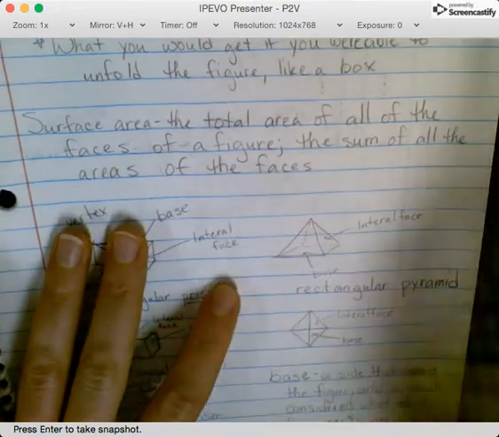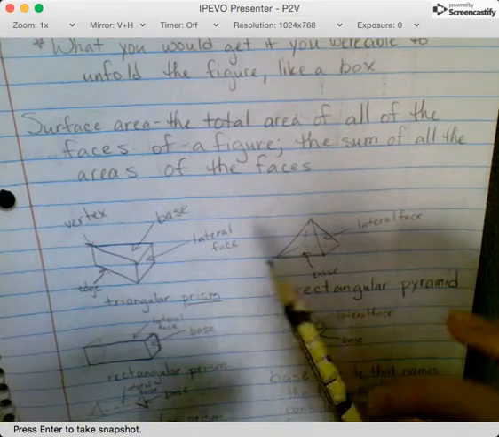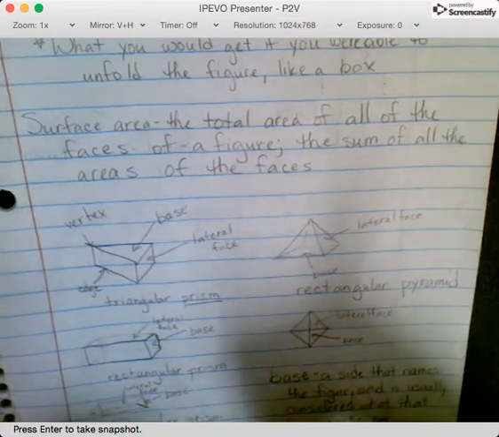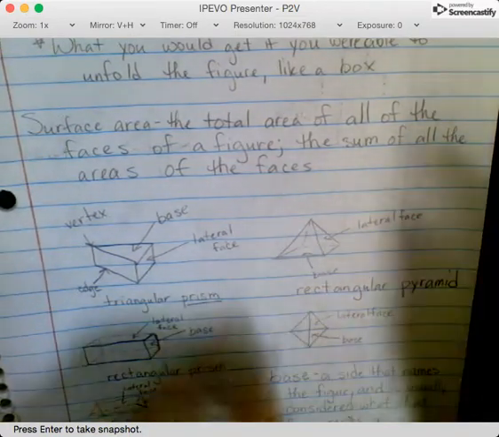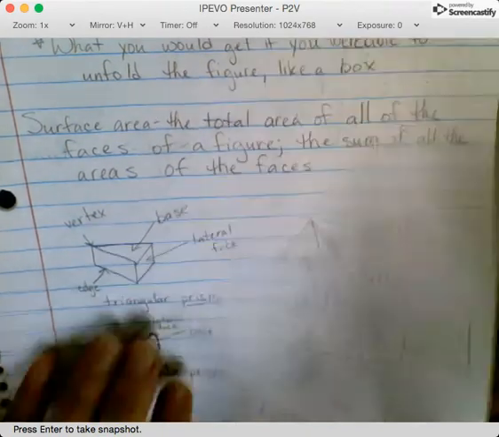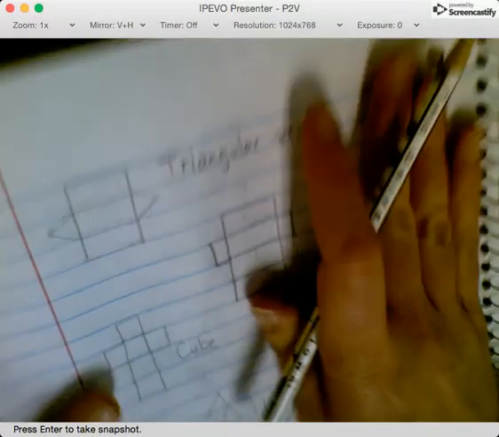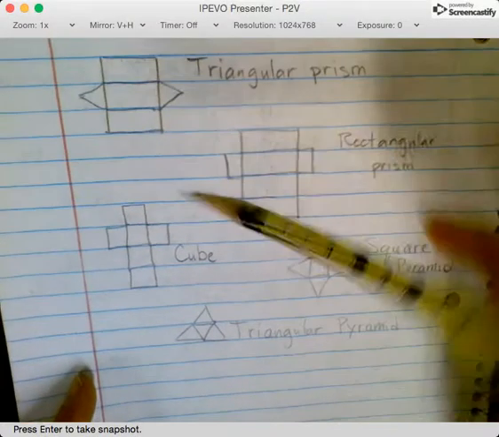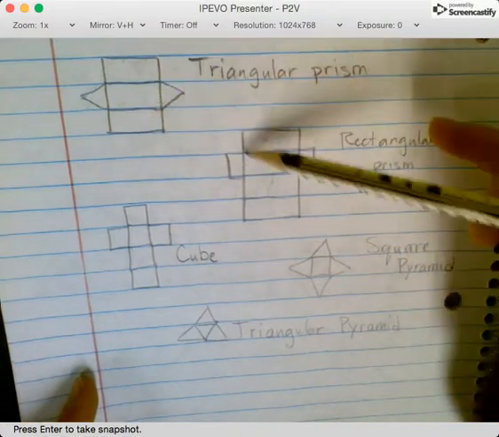The surface area is actually the total area of all the faces of a figure, which is the sum of the areas of the faces. So remember, all of the faces when we did the last video were each of the sides that we drew out here.